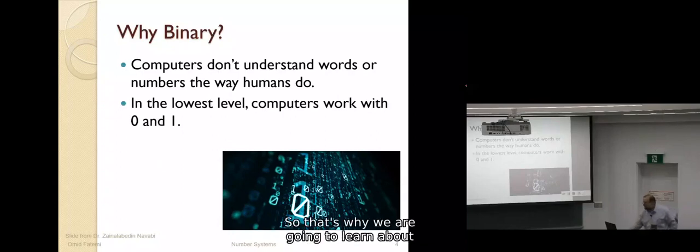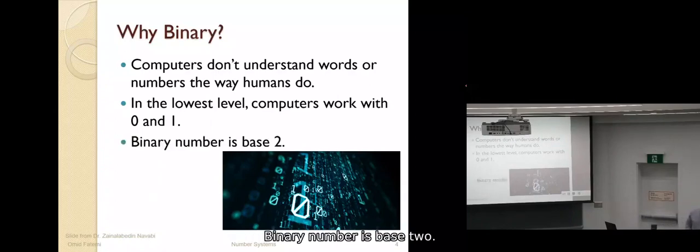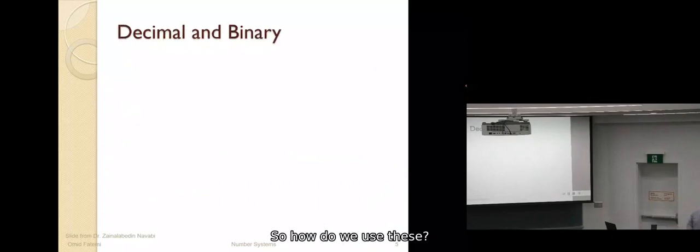So that's why we are going to learn about binary systems that I am sure that you have already known about. Binary number is base 2. We have 2 digits, 0 and 1. That's it. So how do we use these?